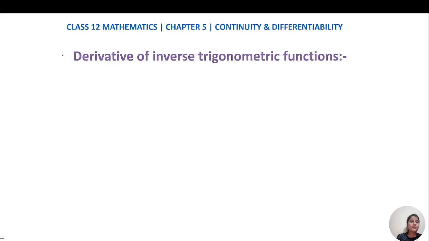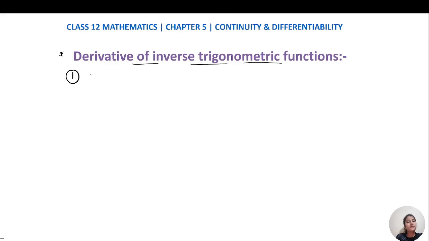Now we have the derivative of an inverse trigonometric function. For inverse trigonometric functions, it's enough for you to learn their formulas, because the proofs are quite lengthy. It's not needed for you. So just learn the formulas. I will tell you some standard ones. They are enough for you to understand.